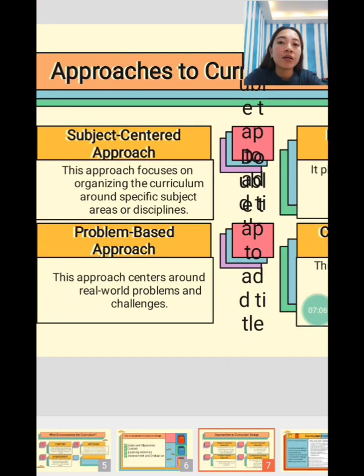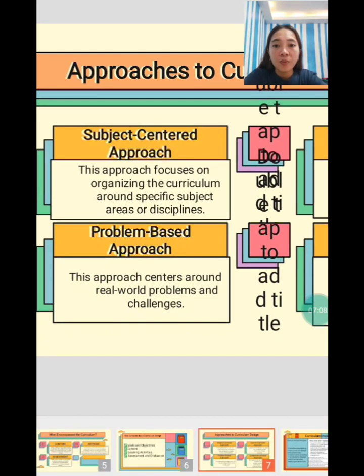Next is the problem-based approach. This approach centers around real-world problems and challenges. This problem-based approach focuses on developing students' problem-solving and critical thinking skills by engaging them in authentic, inquiry-based learning experiences.